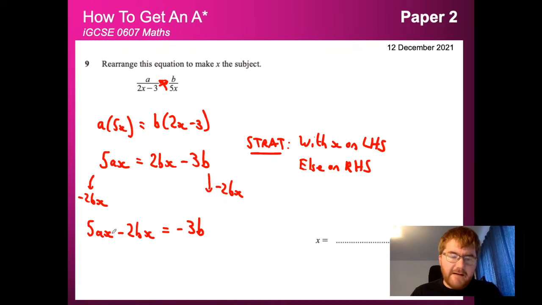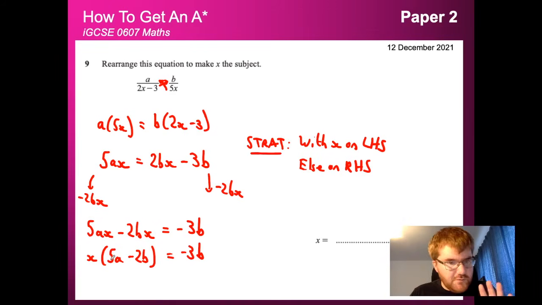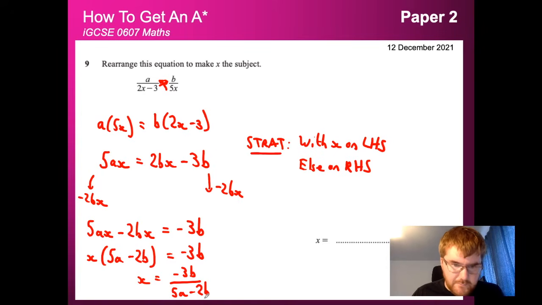And now we can take out the factor of x. This is the most important step. So they both have x in common. And then we see what we're left with in our bracket. Well, what do we multiply x by to get 5ax? We just multiply by 5a. What do we multiply x by to get minus 2bx? Well, minus 2b. And once we've got this, notice we only have one x now. We don't have two terms with x, just one. And then we just divide by the bracket. So we get x equals minus 3b over 5a minus 2b.